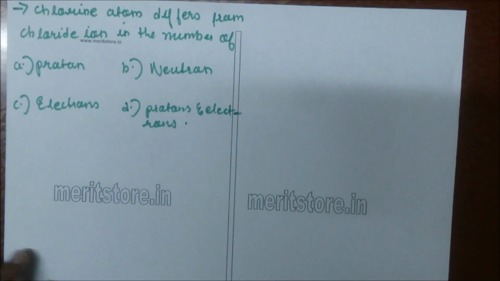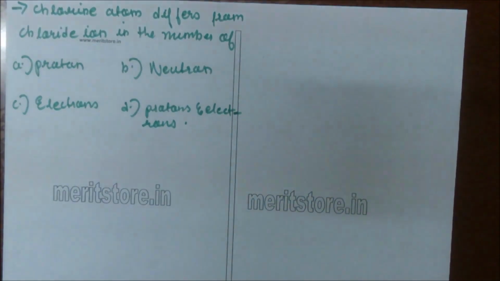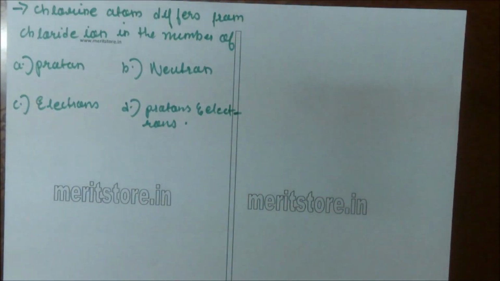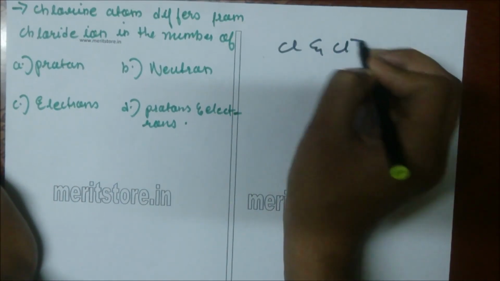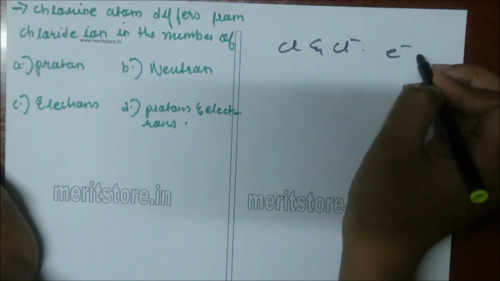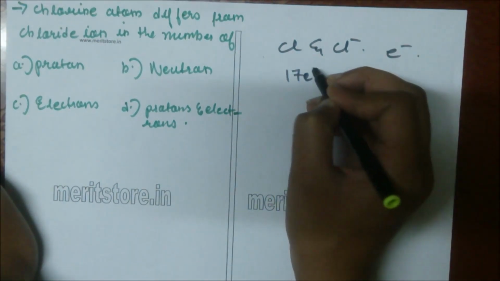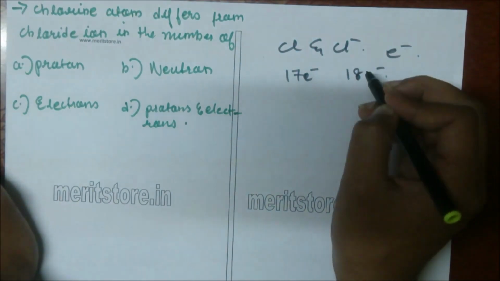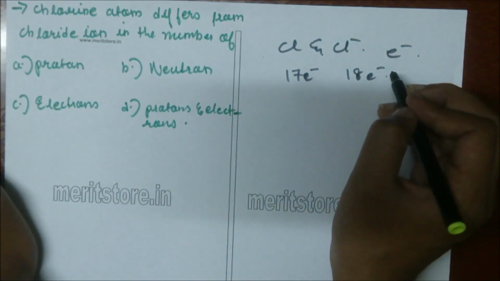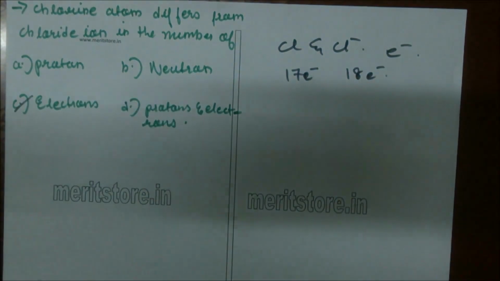Chlorine atom differs from chloride ion in the number of A protons, B neutrons, C electrons, D protons and electrons. Chlorine and chloride differ in number of electrons. Chlorine has 17 electrons. Chloride has 18 electrons with complete octet. So option C is the correct answer.